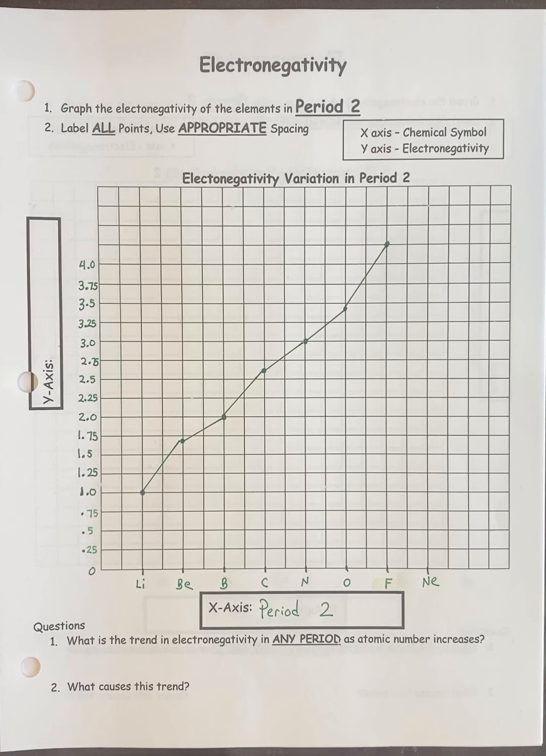In this video, I'm going to show you how to do the graphs for the periodic table lab. So I have one done for you. The one thing I wanted to show you is your x-axis is always going to be the same. There are two types of graphs you're going to do.